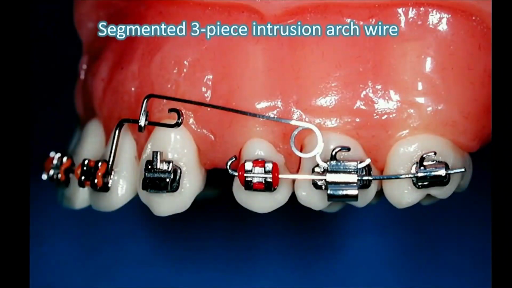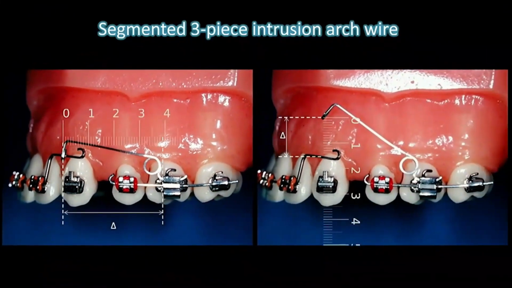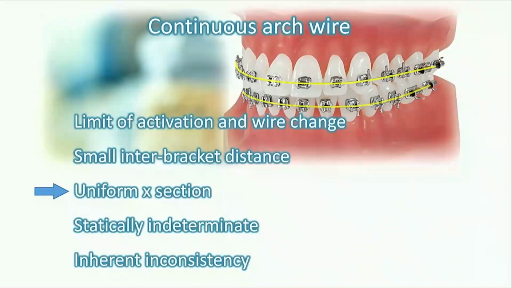This is the famous three-piece intrusion arch developed by Dr. Burstone, composed of separate anterior and posterior segments connected by a cantilever intrusion spring. Note that the inner bracket distance is significantly increased and the amount of activation of the spring is independent from the bracket position.